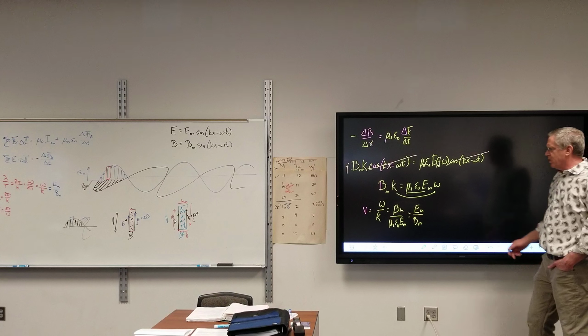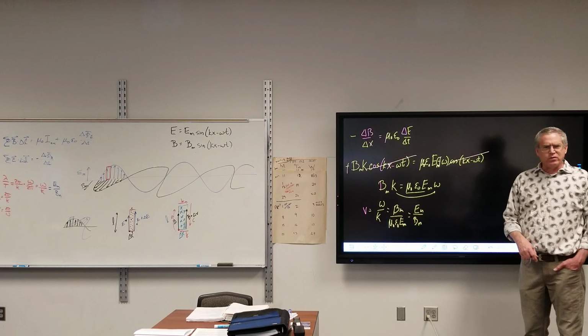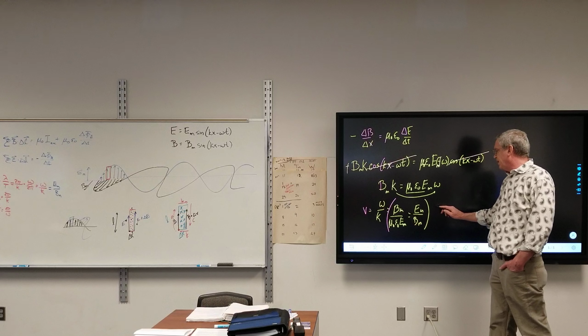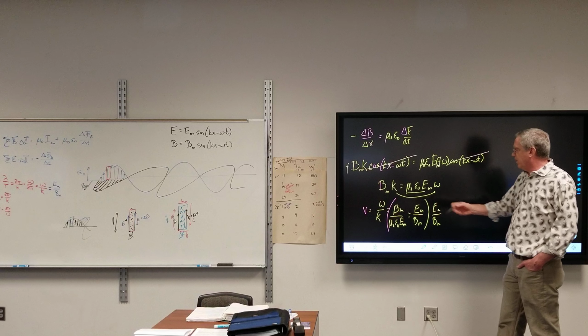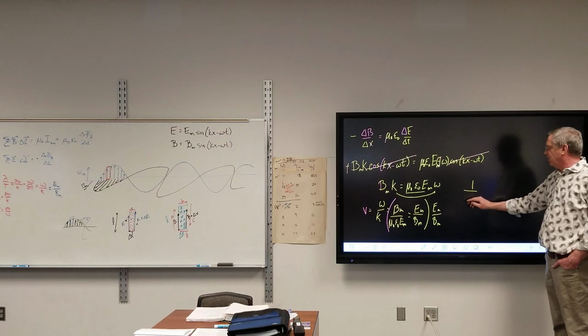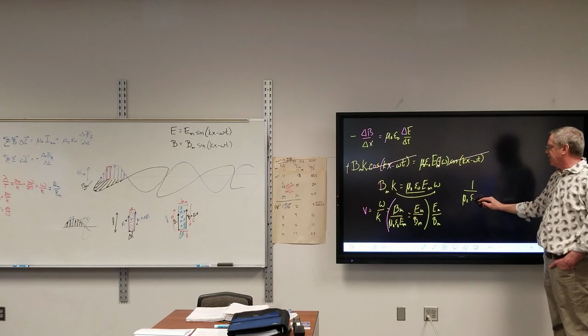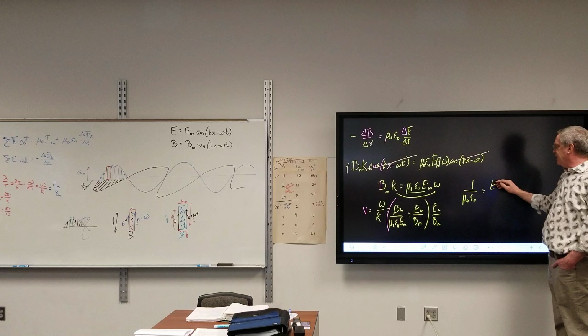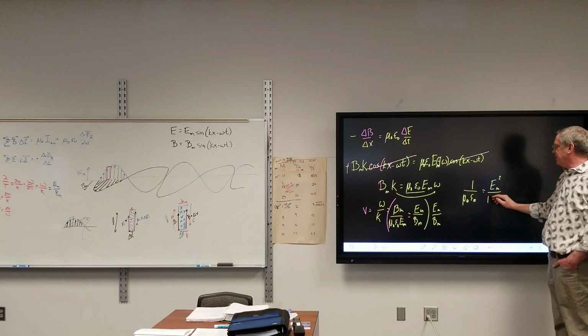Doing a little fancy work here, I'm going to multiply both sides by the electric field divided by the magnetic field. So I'm going to take this and multiply by E sub m over B sub m. And on the left-hand side, I get 1 over mu sub naught, epsilon sub naught. And on the right-hand side, I get E sub m squared over B sub m squared.